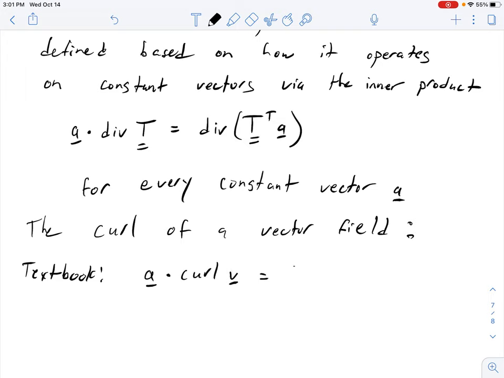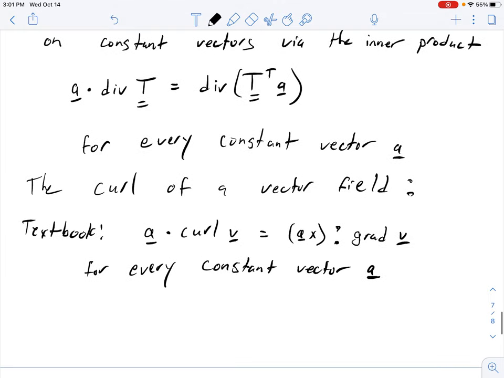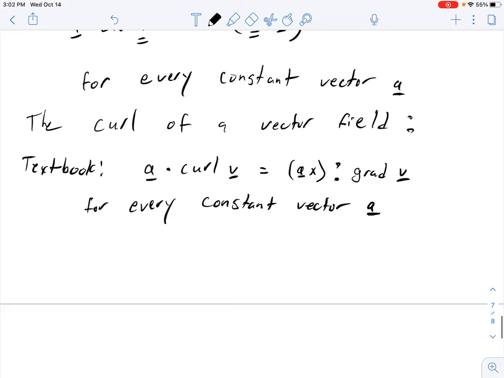So the textbook says that A dot curl V is equal to A cross the skew symmetric tensor, inner product tensor, grad V for every constant vector A. And that's indeed correct. You can also consider the curl of a vector field as twice the axial vector of the skew symmetric part of its gradient.